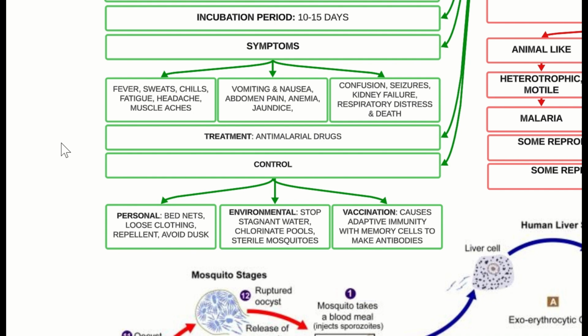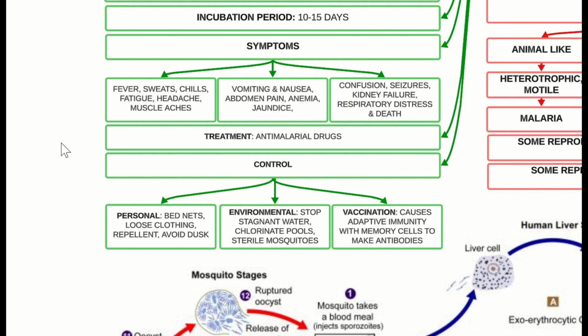The symptoms caused by tissue death are vomiting and nausea, abdomen pain, anemia caused by red blood cell death, and jaundice caused by liver cell death. The severe symptoms include confusion and seizures due to penetration into the central nervous system, kidney failure, respiratory distress, and death. The treatment for malaria is anti-malarial drugs.